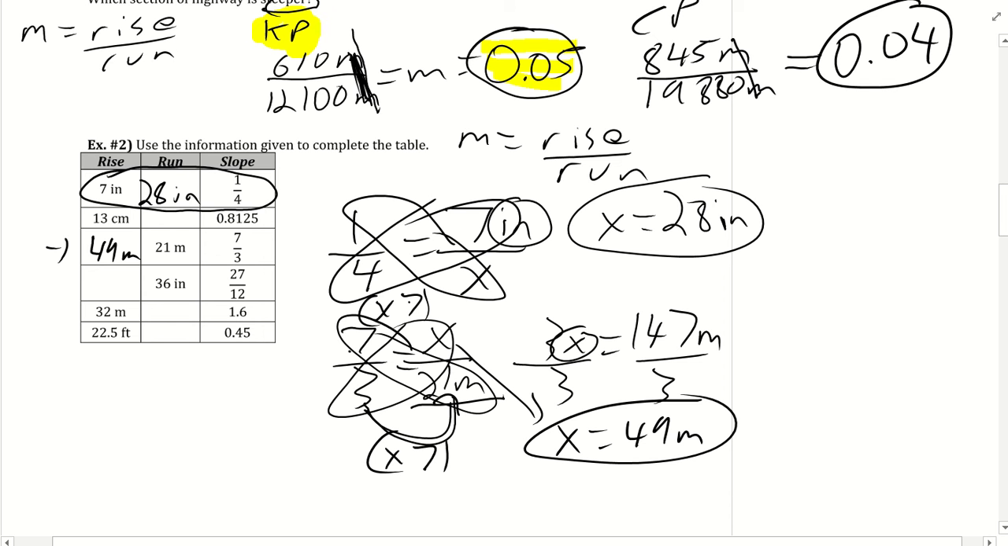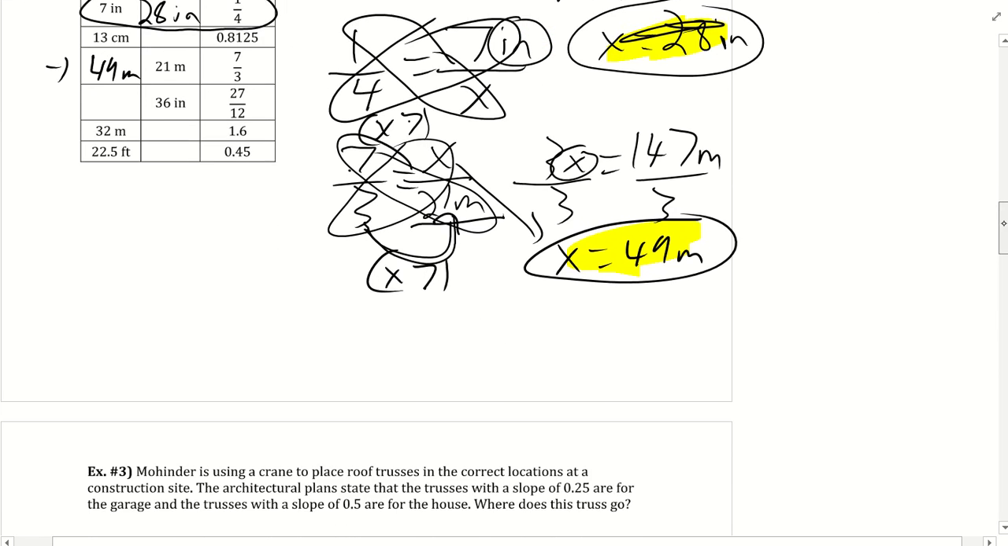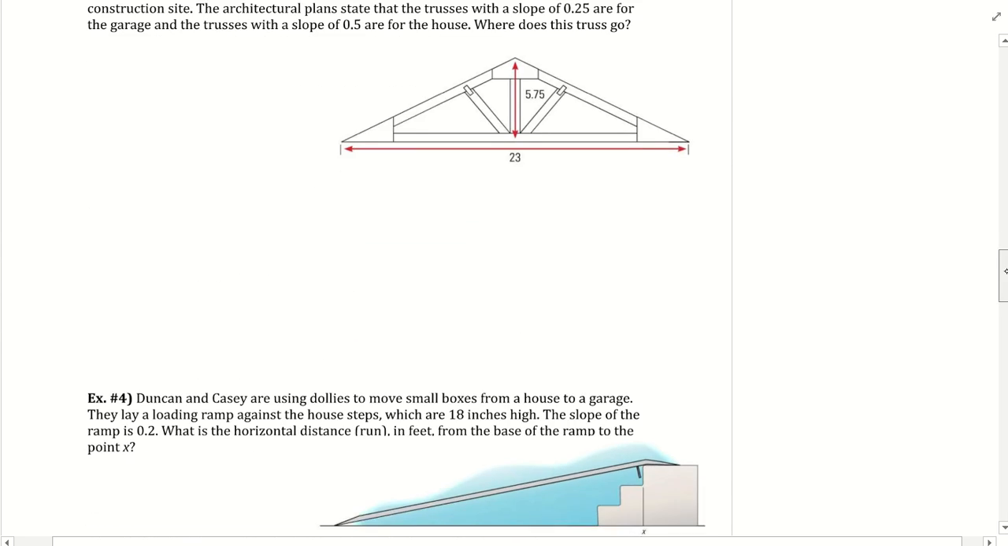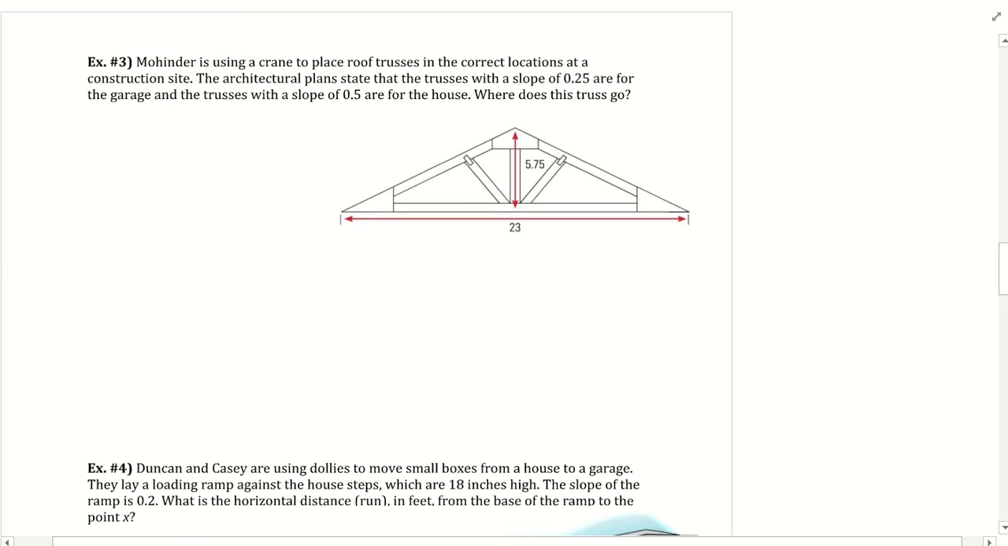Okay, I'll complete the rest of the chart because I think you have enough information to do that. But again, if you're having any questions about that, please let me know, and I would be more than happy to help you out. Give me a text, give me a message on Remind, or send me an email, or come see me face to face. So again, you can see how slope can be used in construction.